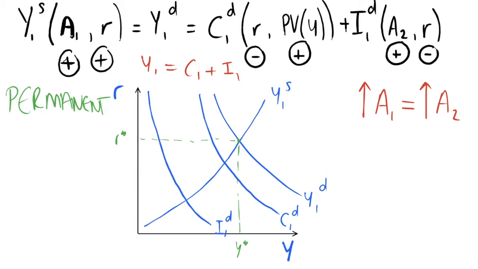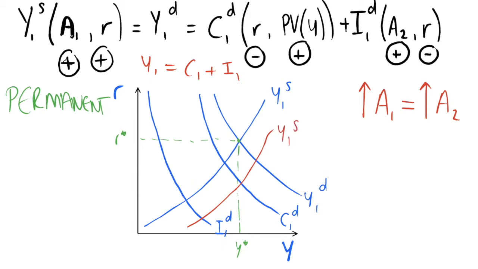So check out, I hope you've watched, the video where we did shocks to productivity where we didn't have investment in the model. A lot of this is going to be very similar in this video, but we now have an additional effect on how this change in productivity affects investment. Let's draw these shifts in red. The initial shift is to shift our supply curve out to the right.